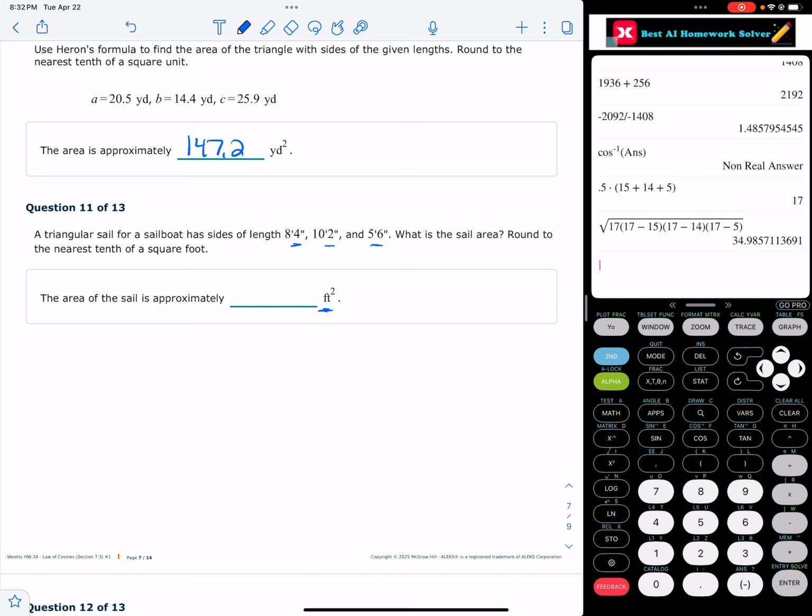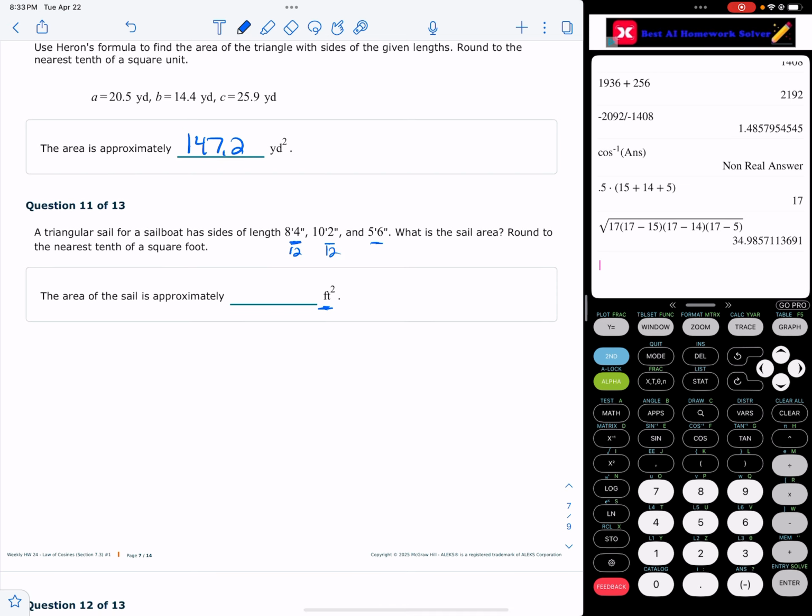So we have to figure out either the decimal version of each of these measurements or write it as a fraction. Now remember, your inches are out of 12, so this would be 8 feet and 4/12 of a foot. This would be 10 feet and 2/12 of a foot, 5 feet and 6/12 of a foot.